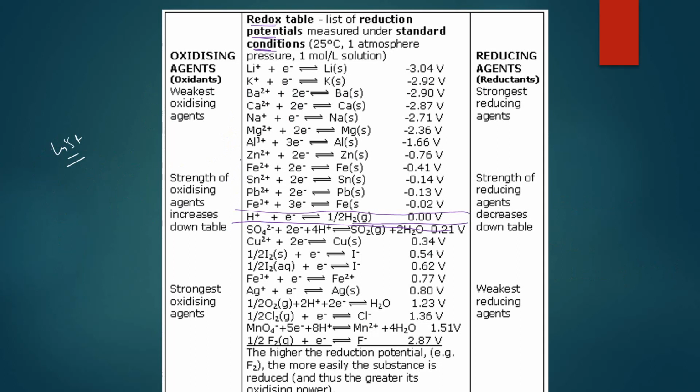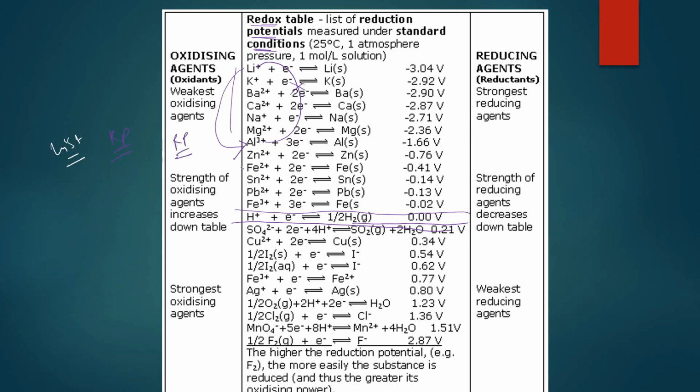In the reactions, the metals which are present in the upper side can displace a metal in the lower. For example, lithium can displace aluminium, but aluminium cannot displace lithium. So this is called reactivity. The reactivity is decided by the RP, the reduction potential. Same thing.